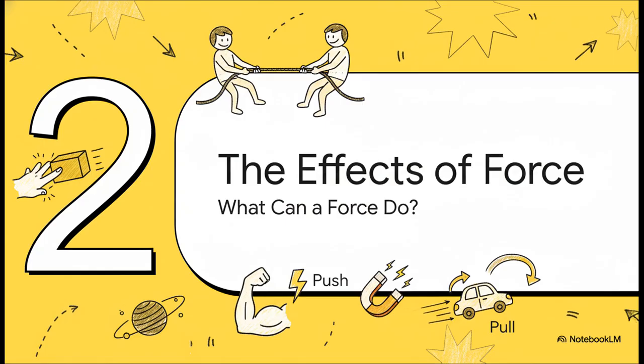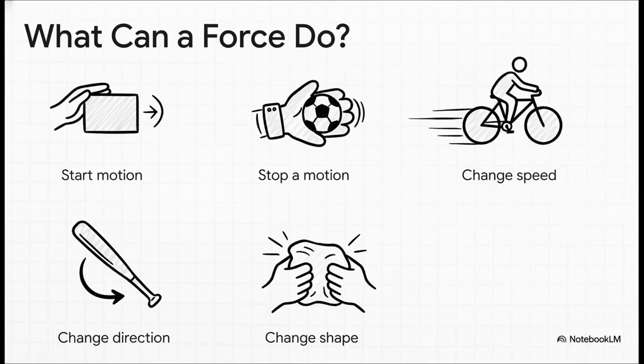Okay, so we know a force is a push or a pull, and it happens when things interact. So the next question is, what can a force actually do? What kind of superpowers does it have? Turns out, a force has a pretty impressive resume. It can get something moving from a complete standstill. It can stop something that's already moving. It can make things go faster or slower. It can change the direction of motion, and it can even change an object's actual shape. All of this happens when the forces are unbalanced.